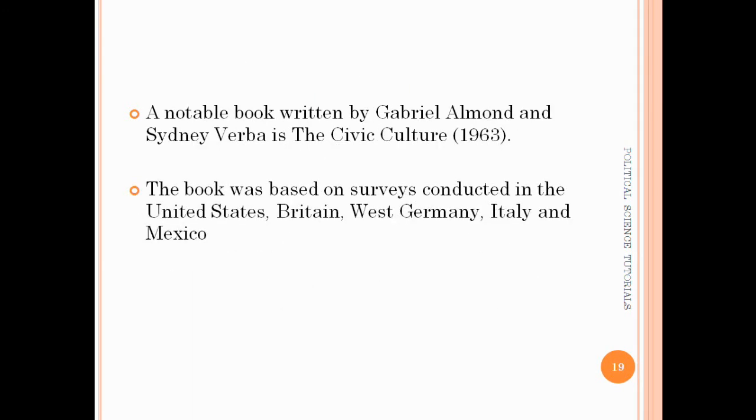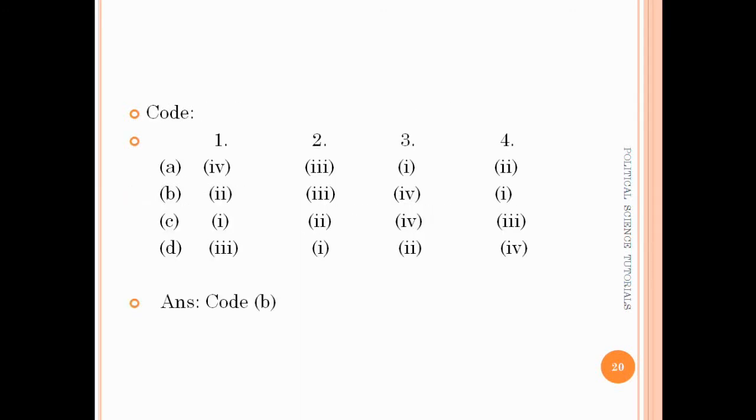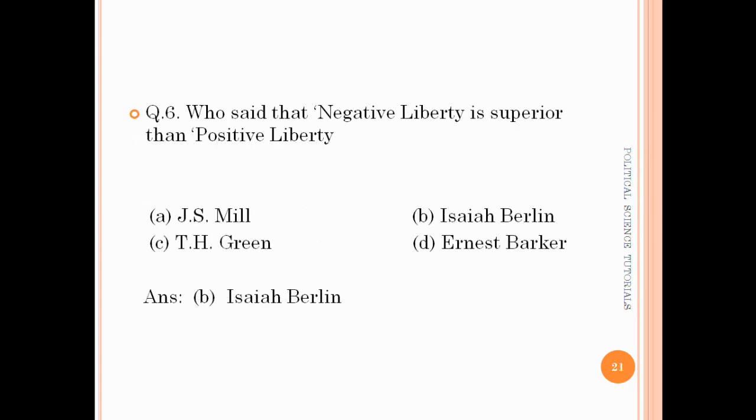A book about political culture was written by Gabriel Almond and Sidney Verba in the year 1963, named The Civic Culture. And this book was based on surveys conducted in 5 countries: United States, Britain, West Germany, Italy and Mexico. You have to keep in mind these names. And the answer is code B.